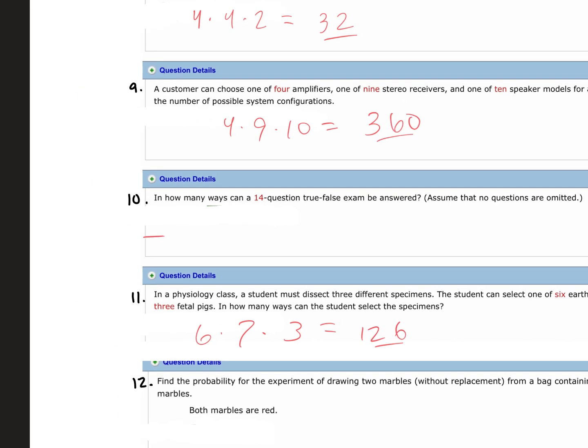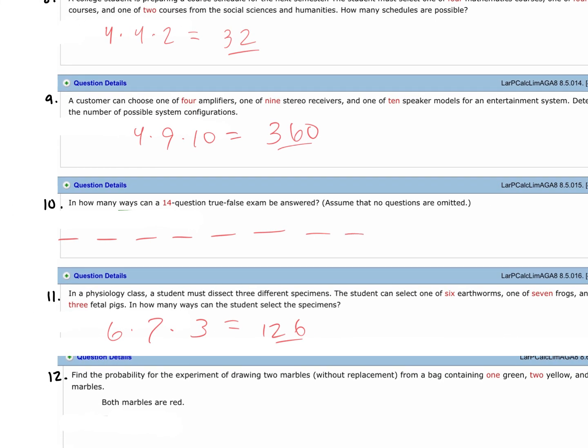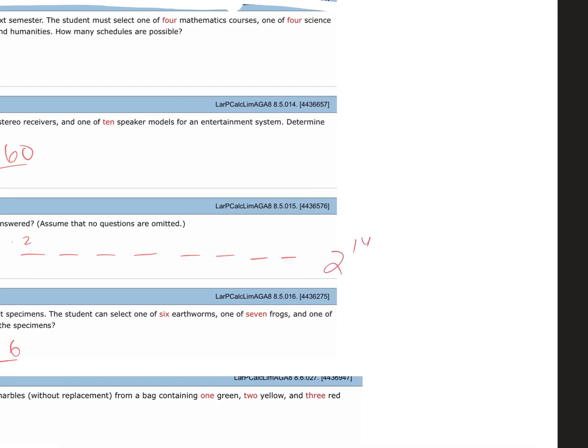So there's 14 questions, right? 1, 2, 3, 4, 5, 6, 7, 8, 9, 10, 11, 12, 13, 14. Independently, how could you answer the first question? 2 different ways, right? What about the second question? 2 different ways. What about the third question? 2. What's going to happen each time here, guys? What does this end up being? 2 to the what? 2 to the 14th power.